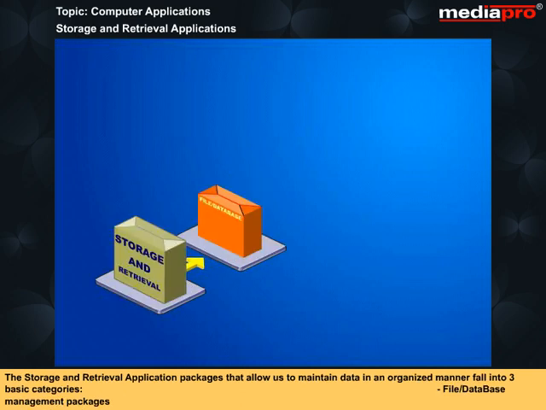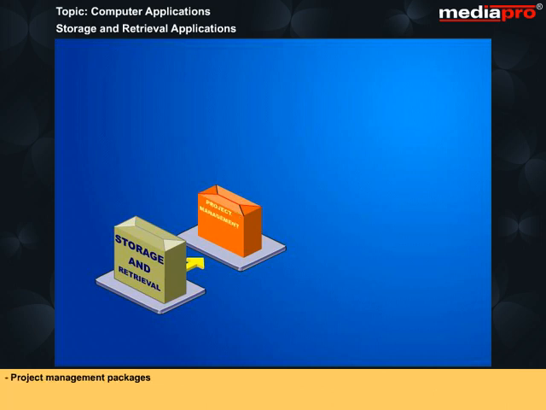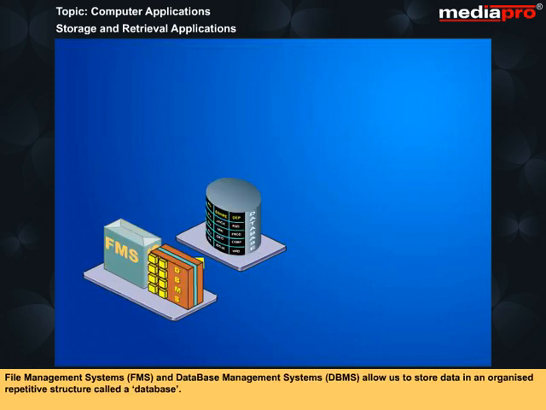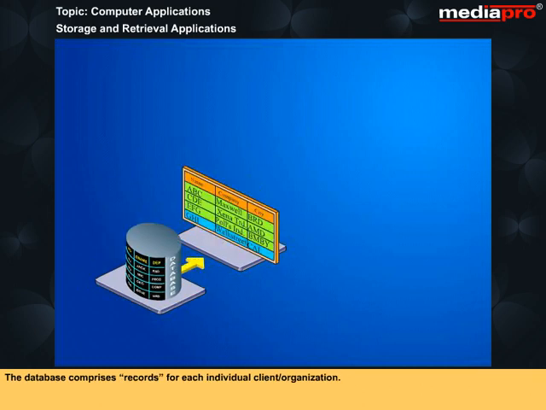The storage and retrieval application packages that allow us to maintain data in an organized manner fall into three basic categories: file or database management packages, project management packages, and memory resident packages. File management systems or FMS and database management systems or DBMS allow us to store data in an organized repetitive structure called a database. The database comprises records for each individual client or organization.